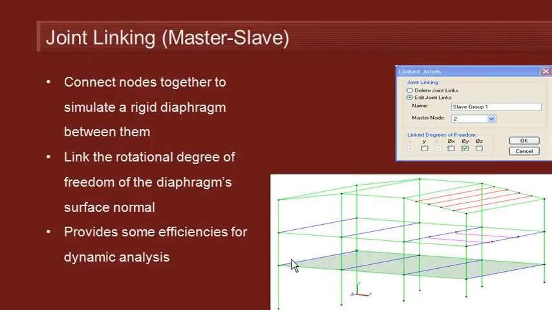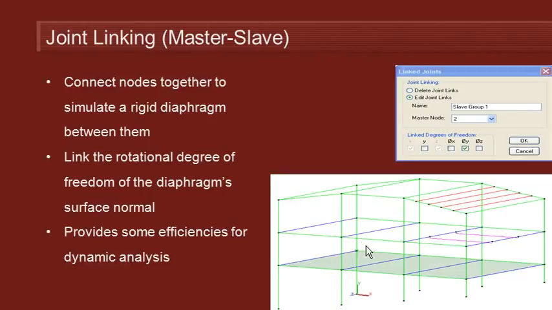So in this case, when we're looking at these joints, we're talking about a floor slab. That means the surface normal of that floor slab is a vertical axis going upwards, and when those nodes in that floor slab move together, they have a common rotation about that vertical axis. As well as allowing us to simulate the structural rigidity of that floor slab, it also has the advantage that when we're doing a dynamic analysis, it does provide some efficiencies in the stiffness matrix formulation, because the master node at one corner of that group is included in the stiffness matrix and all of the other nodes are eliminated, so we actually reduce the amount of memory usage and improve the solution time.